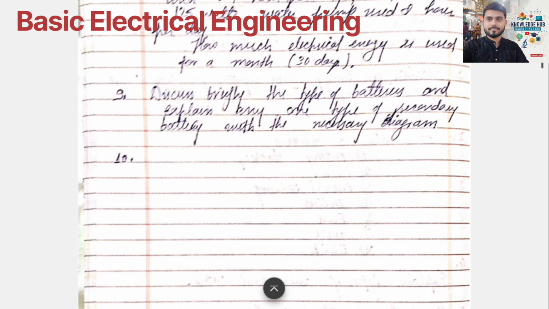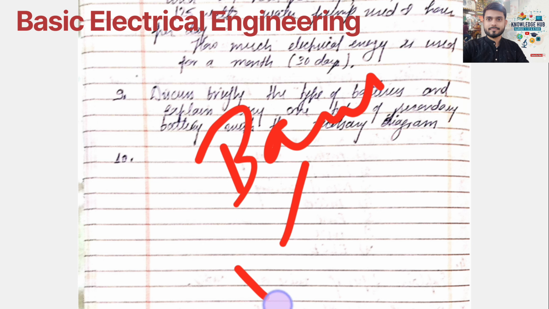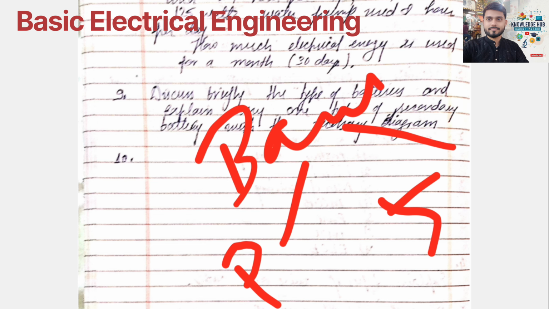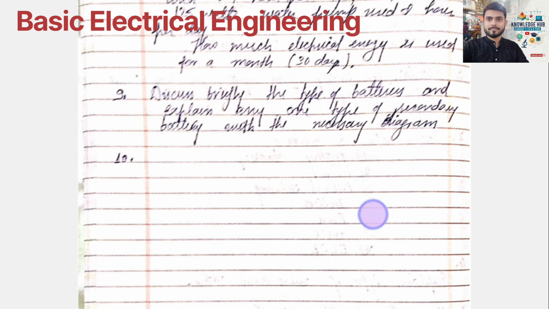Now, the last question is discuss briefly the types of battery and explain any one secondary battery. Batteries are of two types, primary and secondary. There are many types of battery like lithium battery.